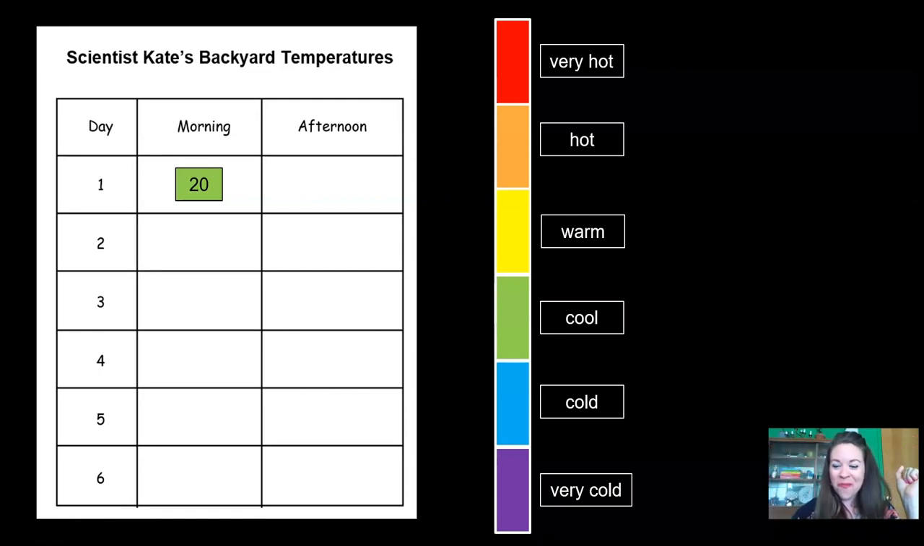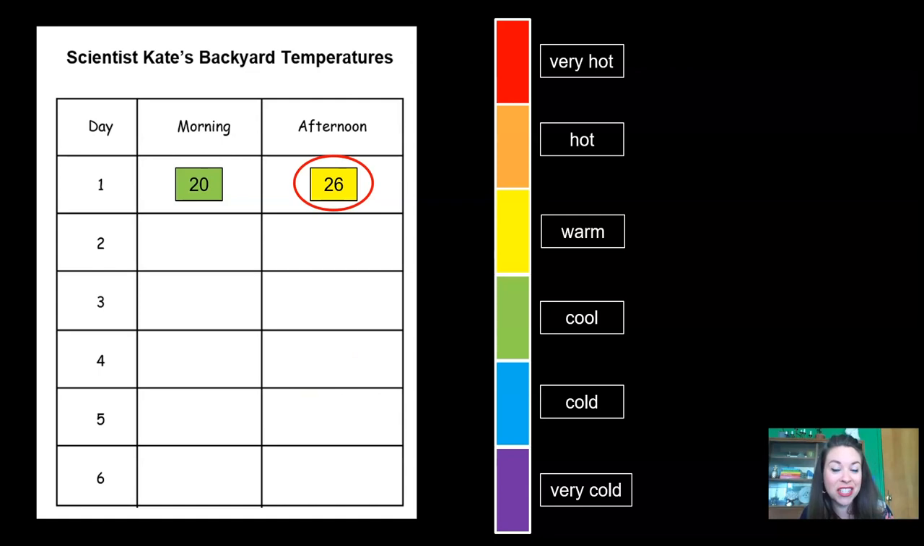Let's find out. The afternoon was 26 degrees. Which of these numbers is bigger, 20 or 26? Yeah, 26 is bigger. You can also see that the box is colored yellow, and yellow is listed over here as warm. And warm is warmer than cool. So point to which of these two numbers is the warmer temperature. Yeah, it was the afternoon.